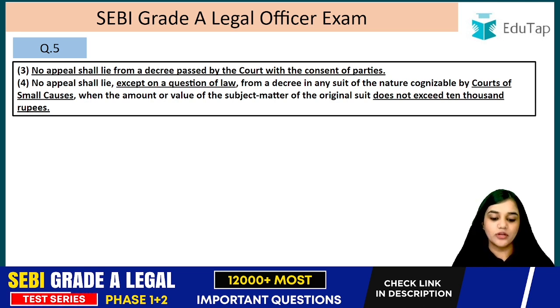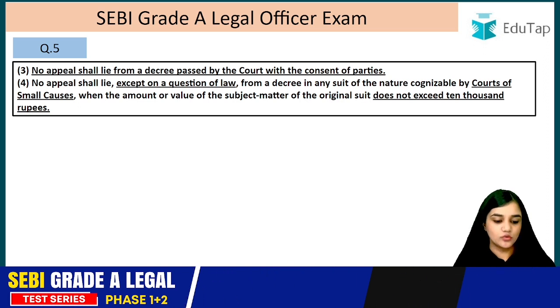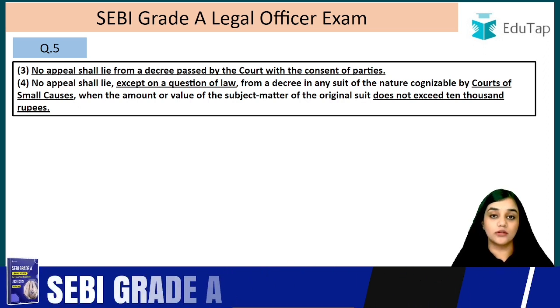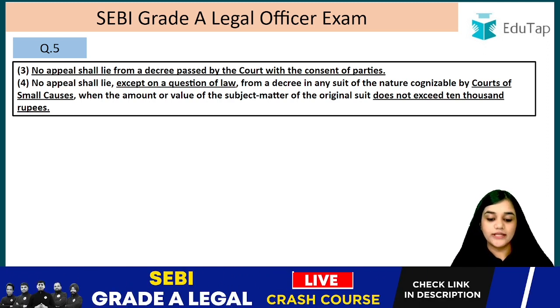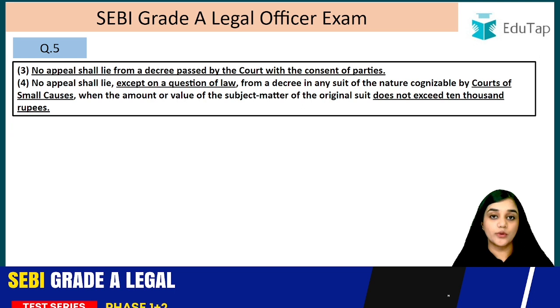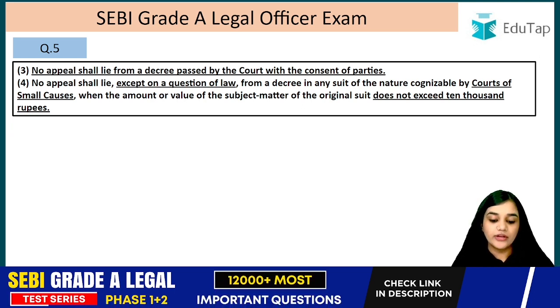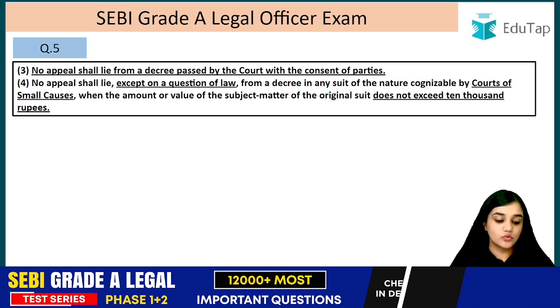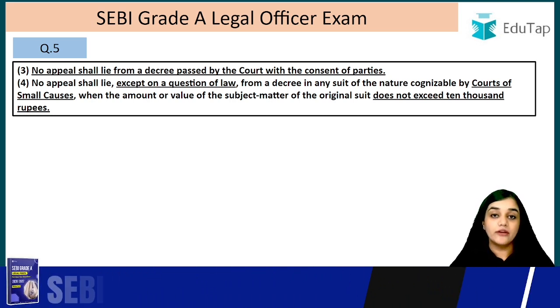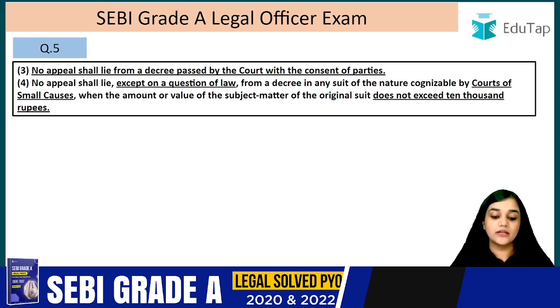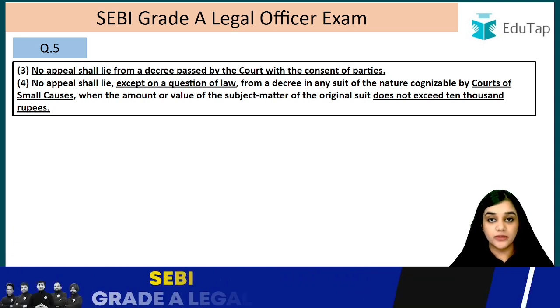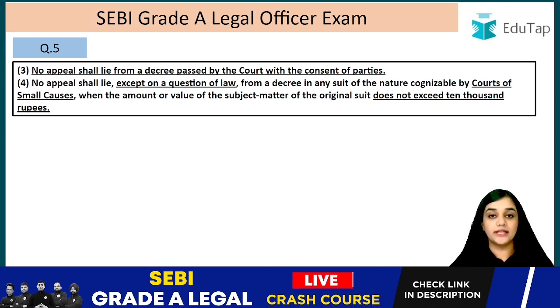No appeal shall lie except on a question of law from a decree in any suit of the nature cognizable by the court of small causes. They are talking about the small causes court. So the small causes court is only going to hear an appeal if it is on a question of law. And there is one other condition: when the amount or value of the subject matter of the original suit does not extend 10,000 rupees. So if you have to file an appeal to the small causes court from an order of the small causes court, there are two conditions. First, it is only going to be on a question of law, and the second is that the subject matter you are talking about should be more than 10,000 rupees, right?